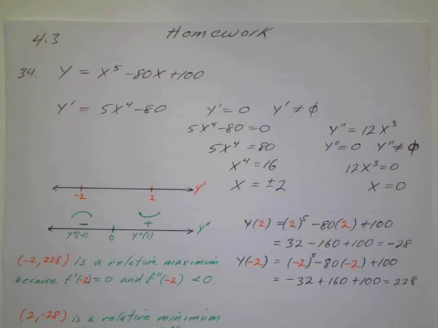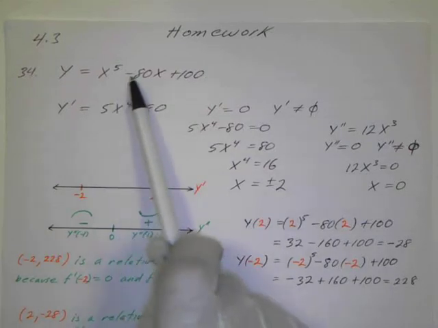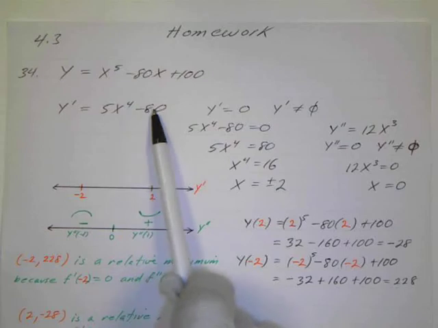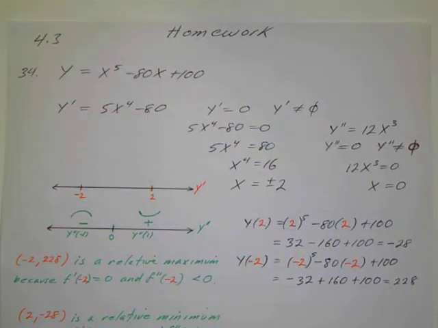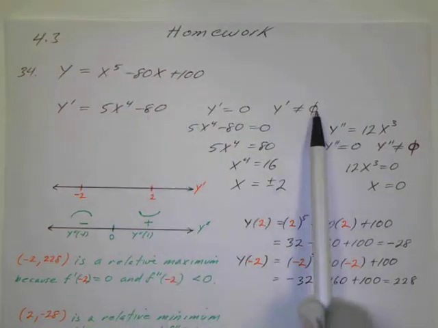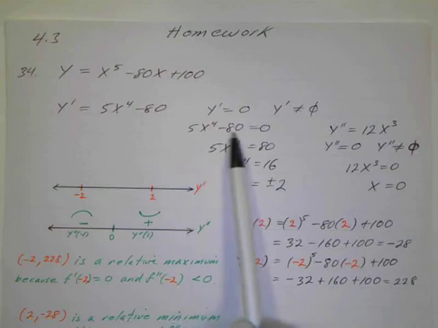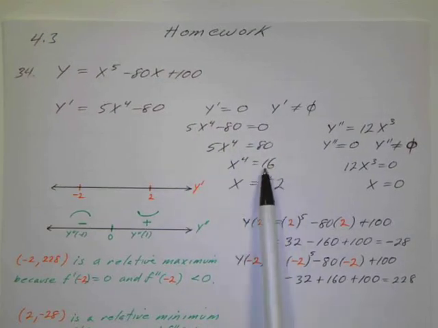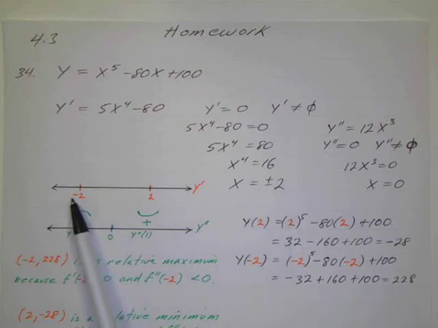So we'll take the first derivative. So this is y equals x to the fifth minus 80x plus 100. So the derivative of that would be 5x to the fourth minus 80. And then this is a polynomial. It's not undefined, but it can be equal to 0, and we can get a value. Add 80 to both sides, divide by 5, get 16, so x is plus or minus 2. So those are my critical numbers. All right?